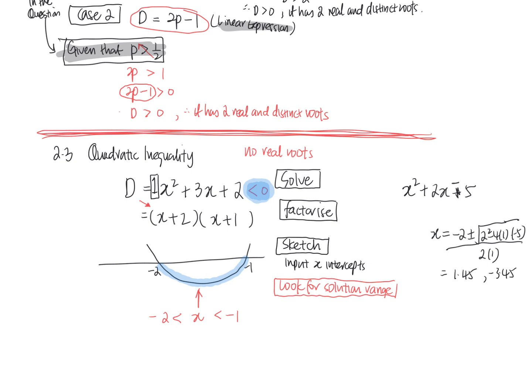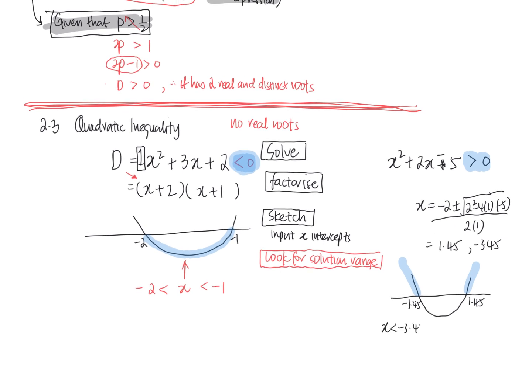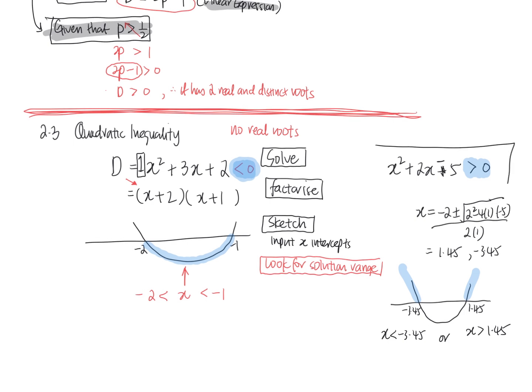So same thing, you will put the x-intercept as these two. So even if it's non-factorizable, don't worry about it. You can still solve for the x-intercept and look for the part of the curve that you want. So if it is above, then it's the two-tail. Your two solution will be less than -3.45, more than 1.45. Okay? So even if it's non-factorizable, it is fine. You can still find the x-intercept, put it on your sketch, and then solve it.